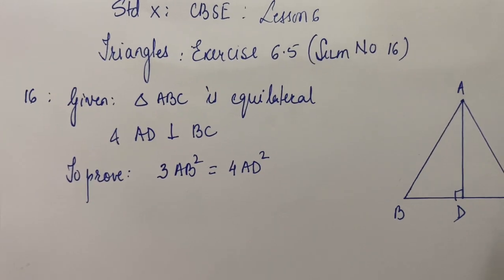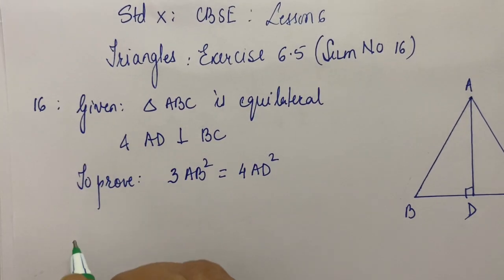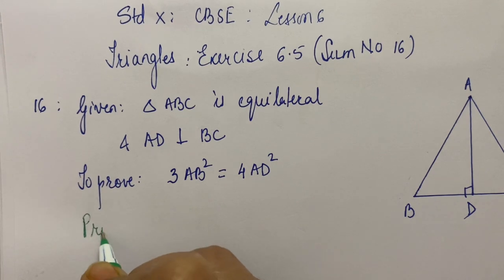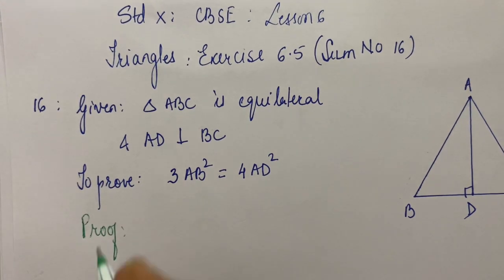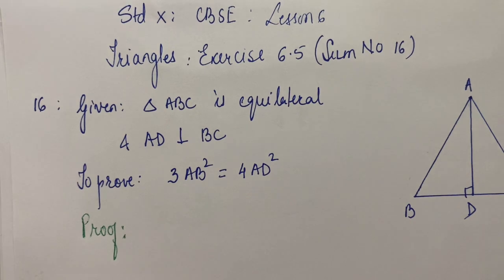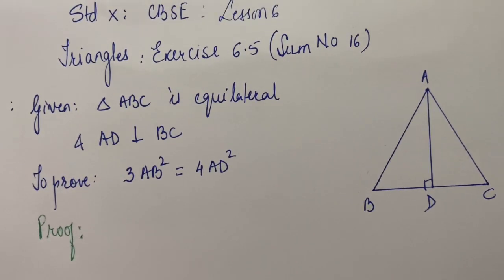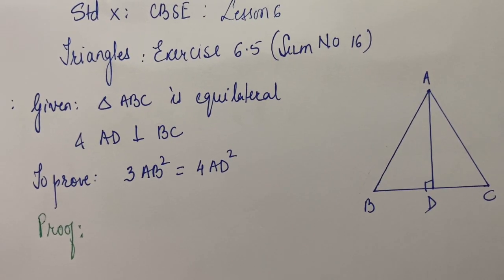You just have to remember the property of an equilateral triangle, that if a triangle is equilateral, then its altitudes, medians, angle bisectors, perpendicular bisectors are one and the same.